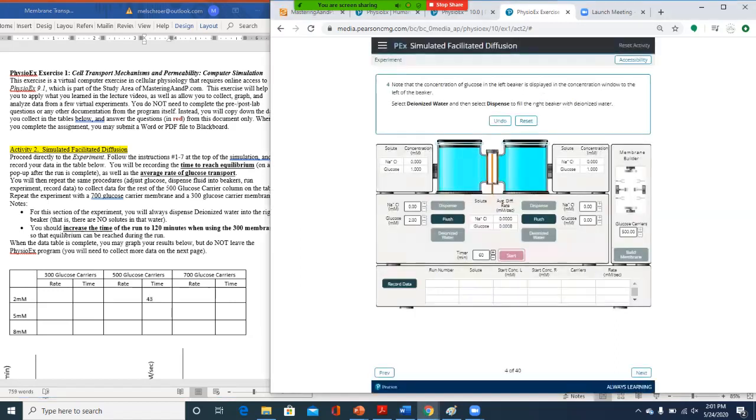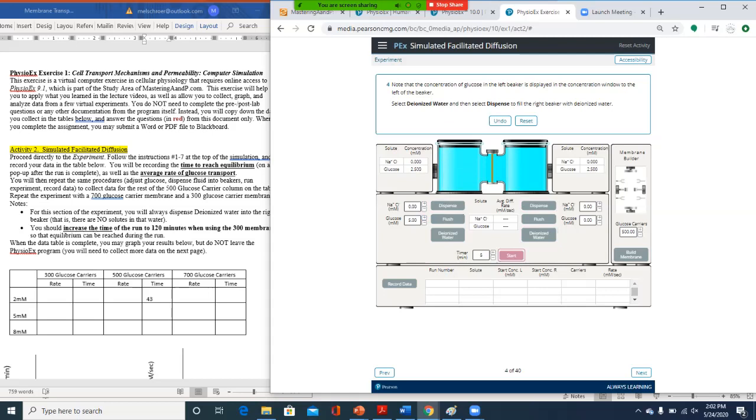Okay, if you read these instructions over here, you will see that you are to flush the beakers out. So essentially starting over again, you can keep this 500 millimole membrane, and you're going to be completing that step over and over again. So now the next in line here is 5 millimoles, so we'll add 5 over here. We will add DI water on this side and ultimately start all over again. Okay, and so you're going to complete this process over and over again until you can fill in this chart.